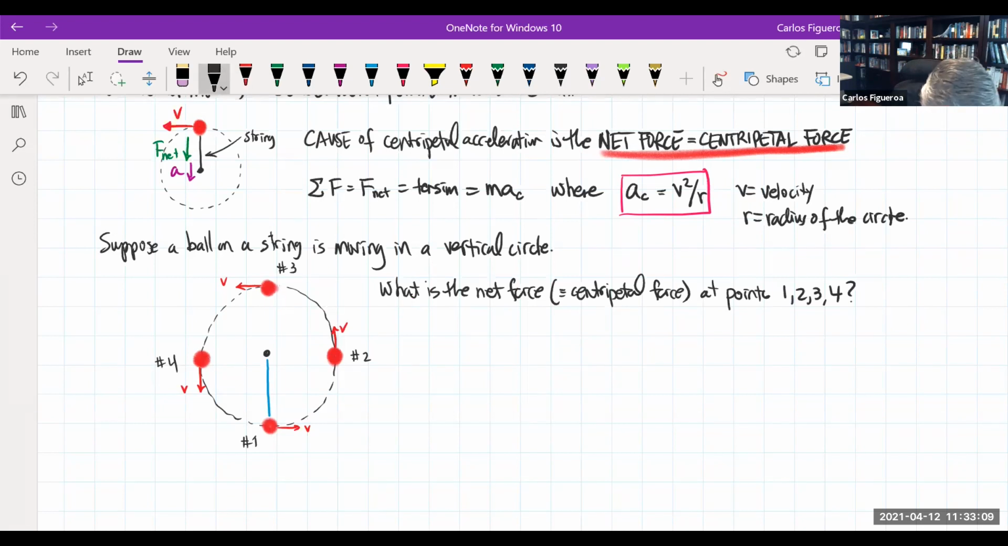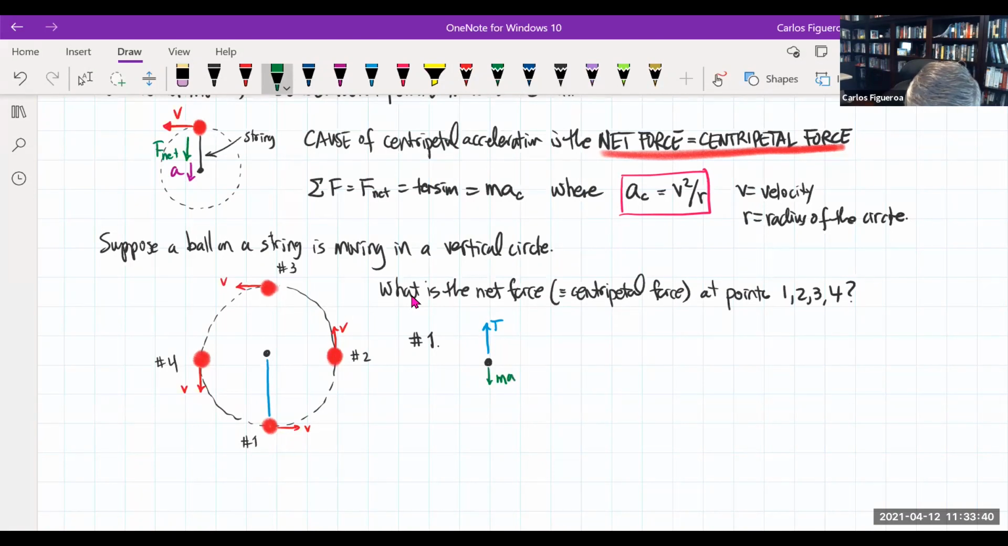So if I look at point 1, let's draw the free body diagram. Here's my dot. You're seeing here that there's a blue tension. And because this is in a vertical circle, this is what? mg. So what's the net force? Well, look where the force has to be here. So in this case, maybe I should draw this to scale.